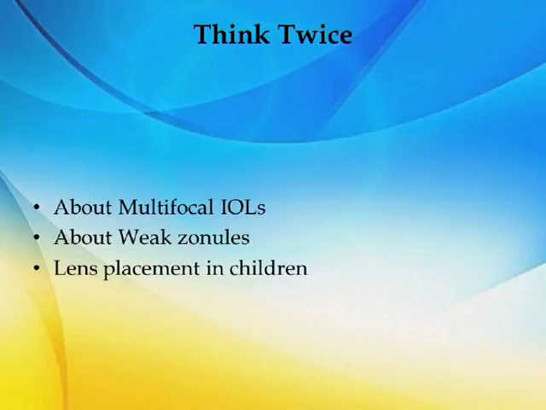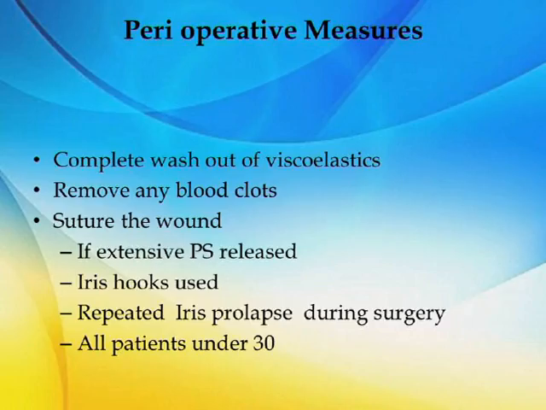Lens placement in children also should be considered meticulously, whether to go in for lens implantation in the first sitting or to take it up as a second stage. Complete washout of the viscoelastics during surgery is essential. Remove any blood clots if there are any.